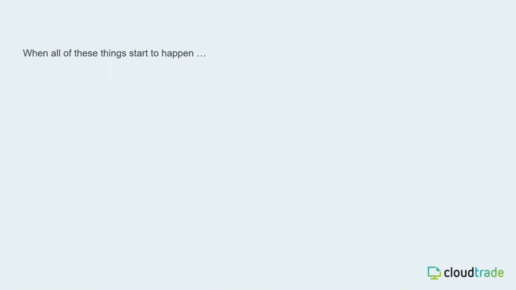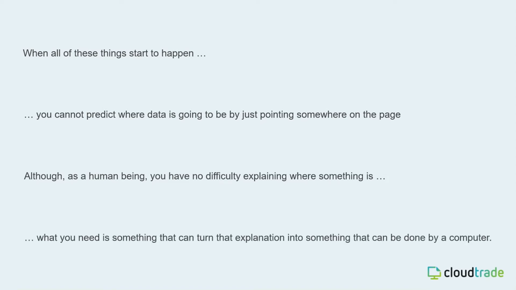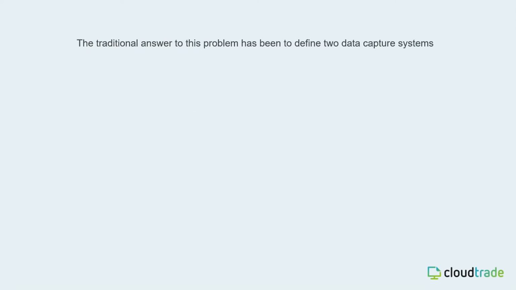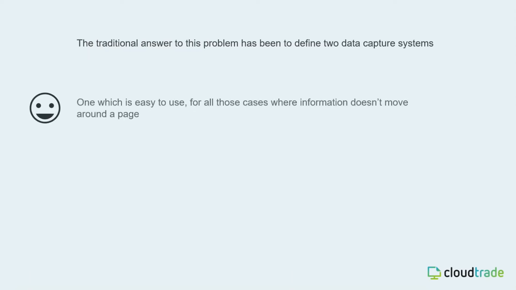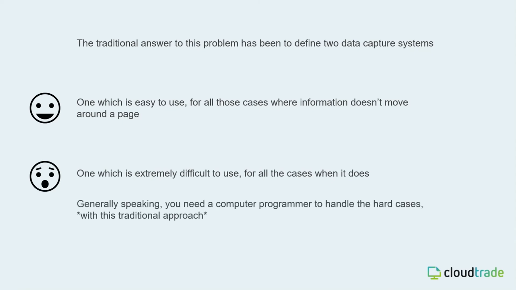When all of this starts to happen, you can't predict where data is going to be by just pointing somewhere on the page. Although as a human being you have no difficulty explaining where something is, what you need is something that can turn that explanation into something that can be done by a computer. The traditional answer to this problem has been to define two data capture systems, one which is easy to use for all those cases where information doesn't move around, and one which is much harder to use for the cases when it does. Generally speaking, you need a computer programmer to handle those hard cases with this traditional approach.